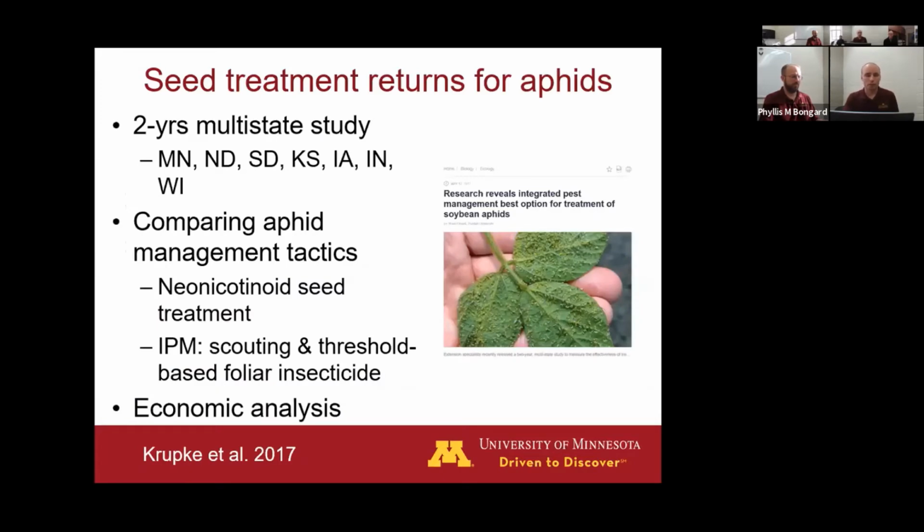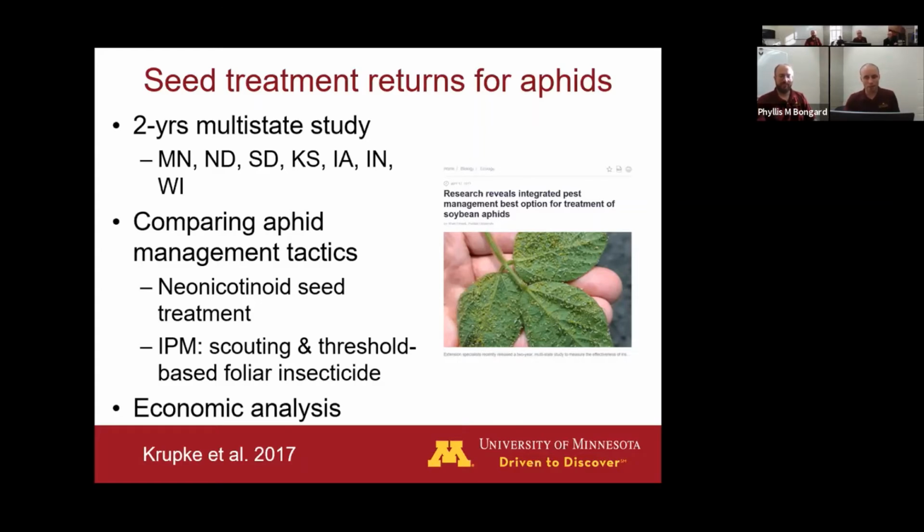So, even though we know there are certain situations when we can get impacts of the seed treatments on soybean aphids, a group of my colleagues conducted a multi-state study over 2 years, including several states: Minnesota, both Dakotas, Kansas, Iowa, Indiana, and Wisconsin. In this study, they aimed to compare different management tactics for soybean aphid. The first tactic was reliance on the neonicotinoid seed treatments. The second tactic they called an IPM approach, which relied on scouting and then using a threshold-based foliar application of insecticide. So again, applying that insecticide at 250 aphids per plant.